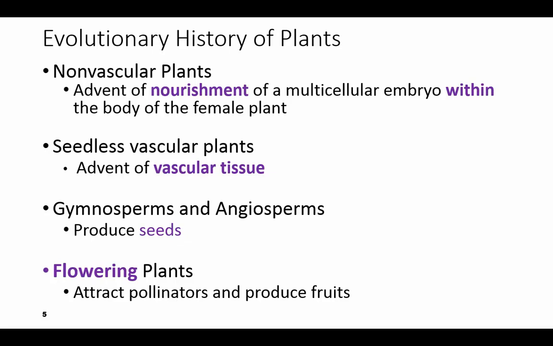Gymnosperms and angiosperms produce the seeds, which again contain the embryo as well as nourishment for the embryo. And then of course we have the flowering plants, which develop flowers that attract the pollinators and produce fruits.